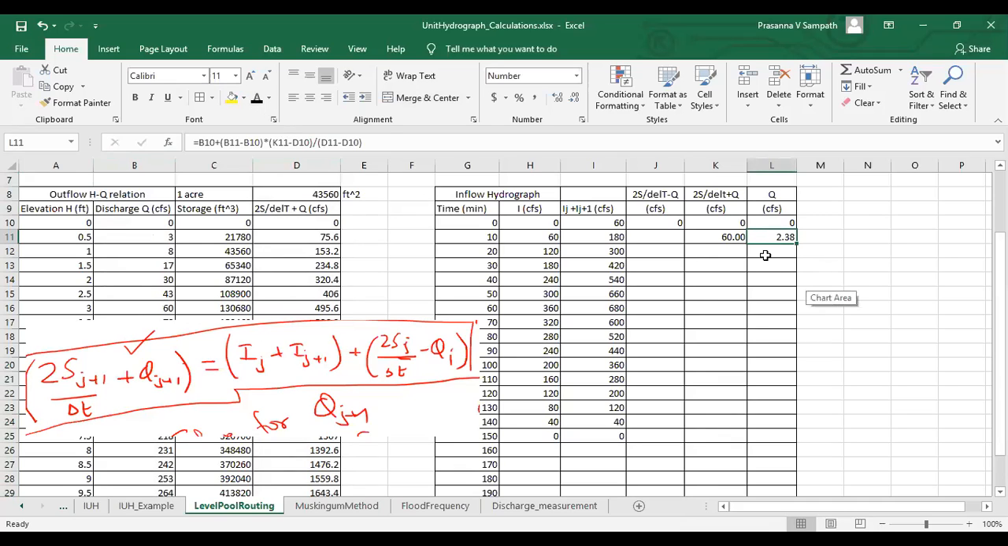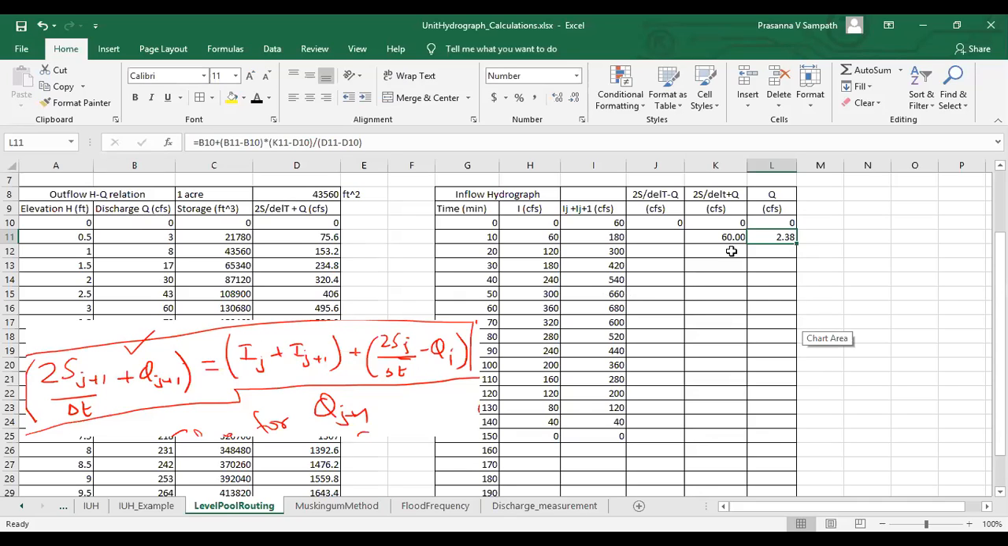Okay, so I'll not explain this linear interpolation. You guys know how to do it, right? So it's B10 plus B11 minus B10 into K11 minus E10, whatever it is. You figure out the mathematics. It's simple linear interpolation. I don't think I should explain this in more detail. So I've linearly interpolated between 0 and 3 and 0 and 75.6 for 60. For this column being equal to 60, by using linear interpolation, I have found out that Q will be 2.38. Okay.